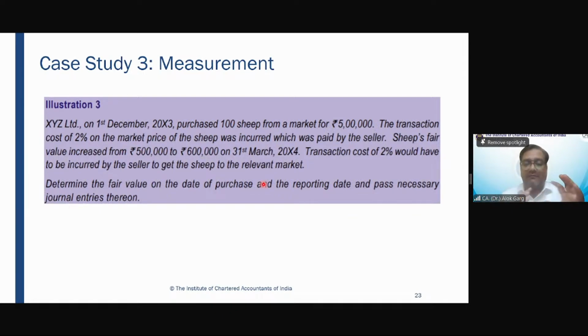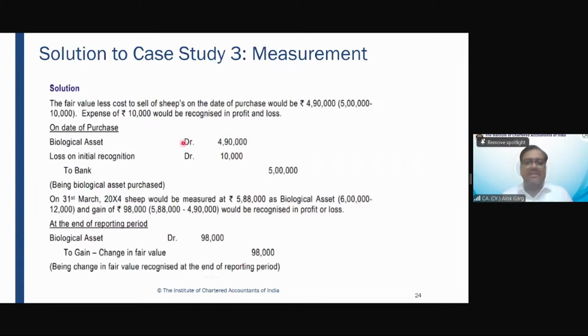But what is the fair value less cost to sell? 4 lakh 90,000. 10,000 is the cost to sell. So biological asset account debit 4 lakh 90,000, to bank account 5 lakh. Loss on initial recognition debit 10,000. Right? Is this entry right? Yes, sir. This was the initial recognition.